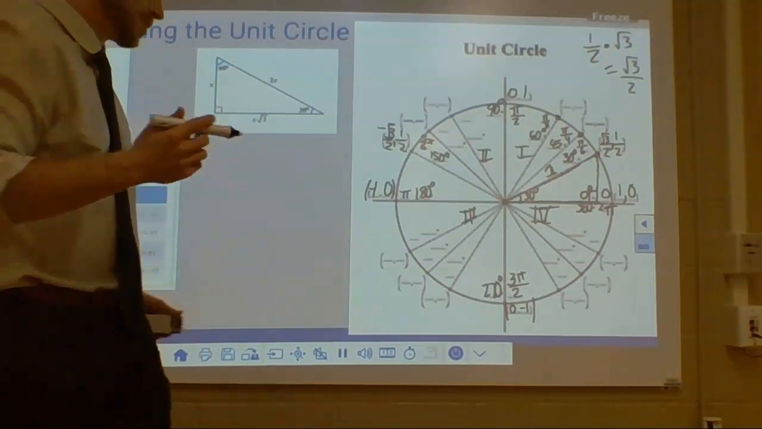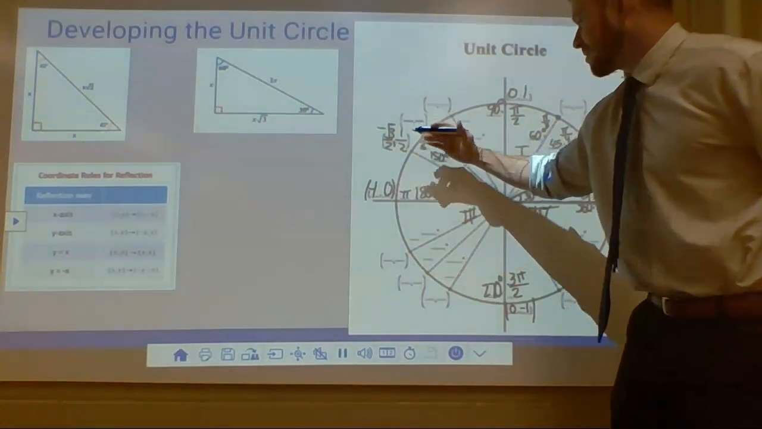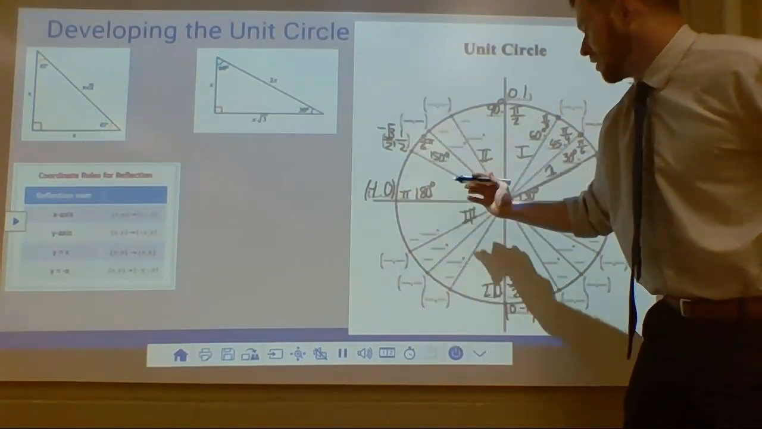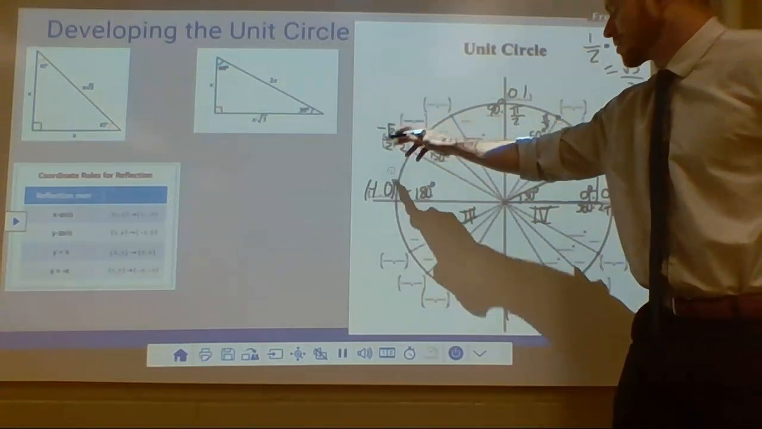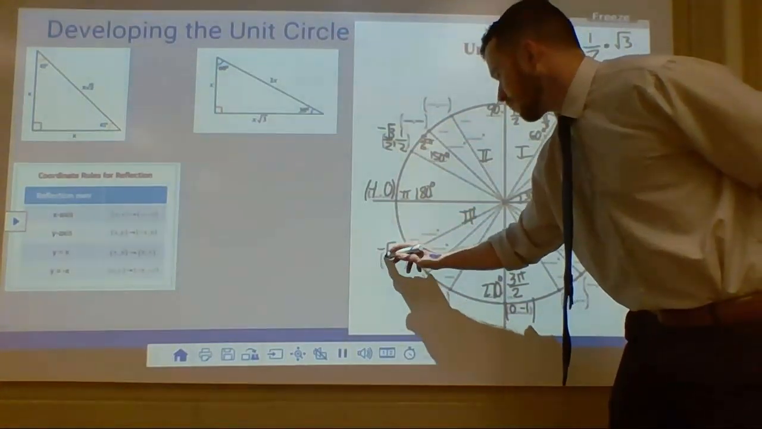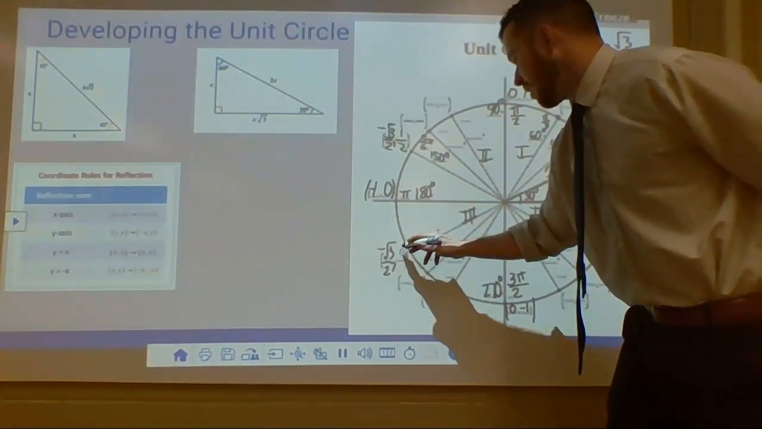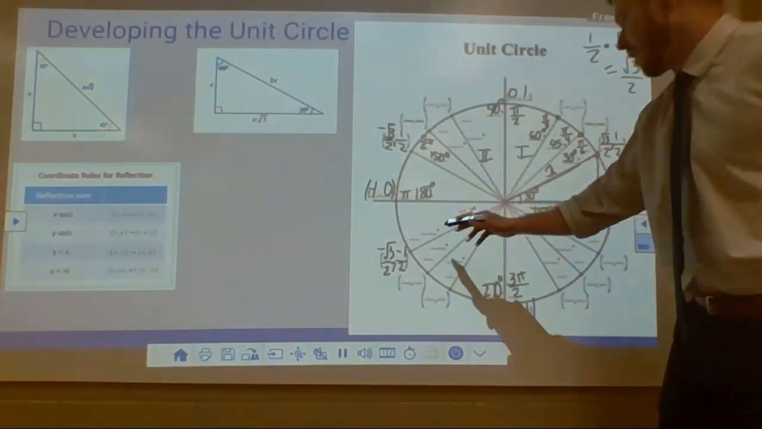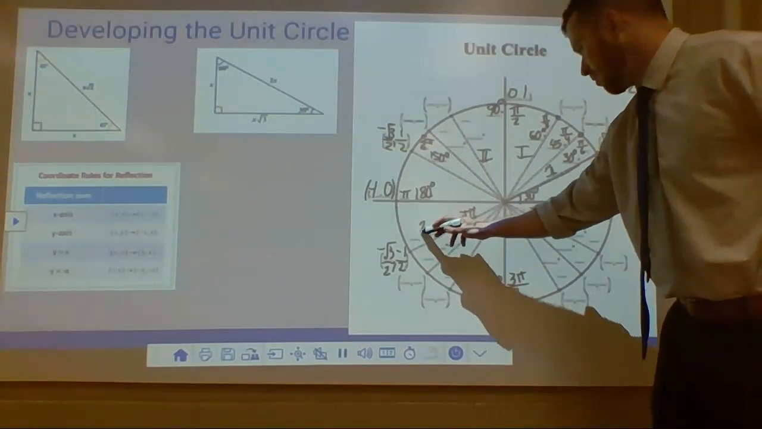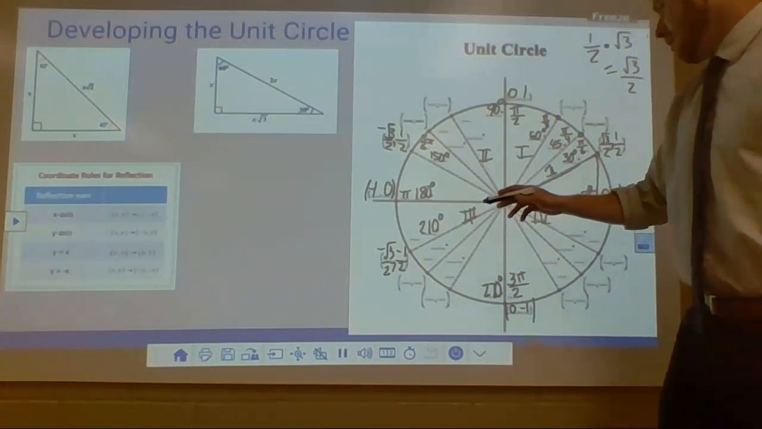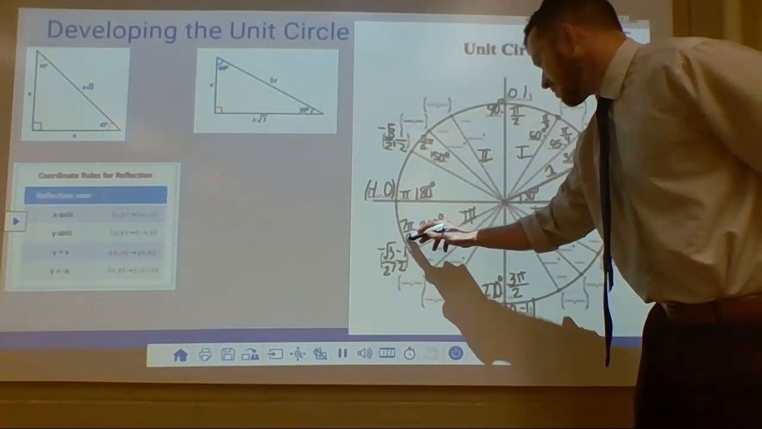All right. So I can do that for the rest of these angles as well. I'm going to reflect this angle across the x-axis. When I reflect across the x-axis, the y value is going to change signs. So the x value will stay the same. It'll be negative square root of 3 over 2. And then 1/2 is going to change to negative 1/2. I've gone 30 more degrees in this direction, haven't I? So that's going to be a 210 degree angle. And in radians, that is 7 pi over 6 radians.